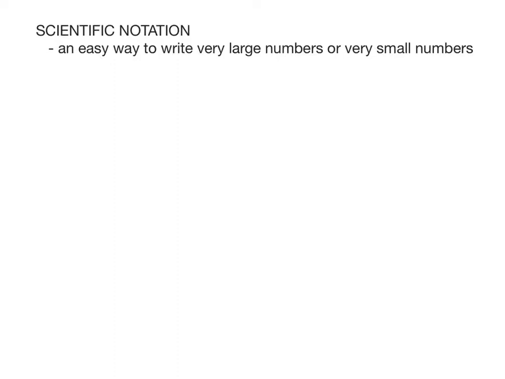In this video, we're going to look at scientific notation, which is an easy way to write very large numbers or very small numbers. There are three scenarios we're going to look at, starting with a large number with zeros in it, and a very, very small number.